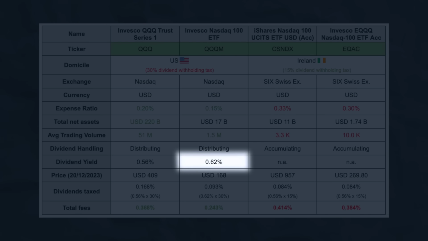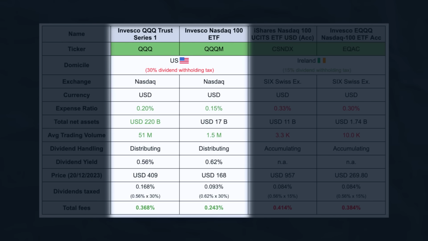This means that because the dividend yield for the Nasdaq 100 index is quite low, it's actually cheaper to just stick to the US domiciled ETFs.